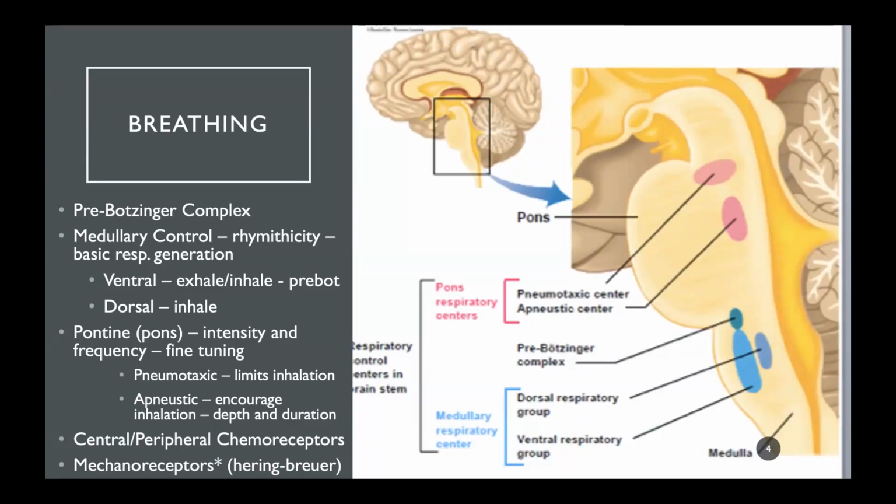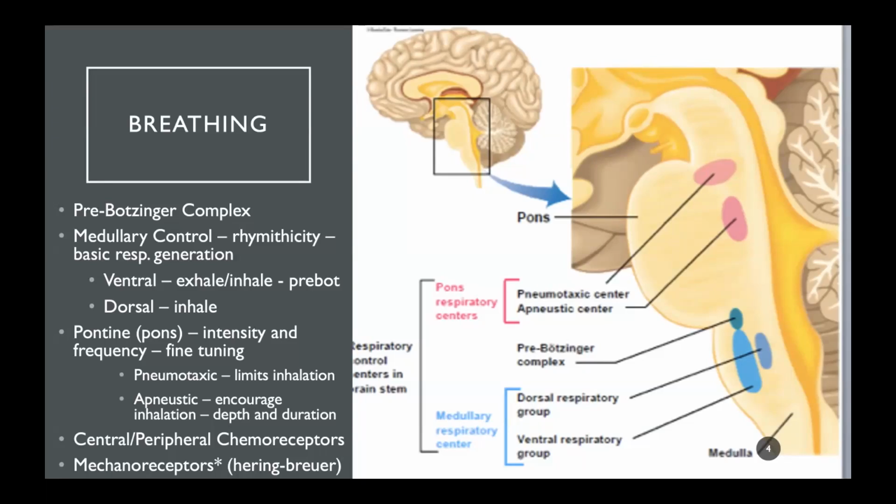So we'll move on to the pontine system, or the pons. We're looking at intensity and frequency. We say all of these are fine-tuning, but the pons system is really tweaking it, right? So we have two systems here: the pneumotaxic and the apneustic. So the pneumotaxic, anytime you think pneumothorax, right? Pneumotaxic, I always think of taxi. It's like moving air around. But pneumotaxic limits that inhalation, and we'll look into here.